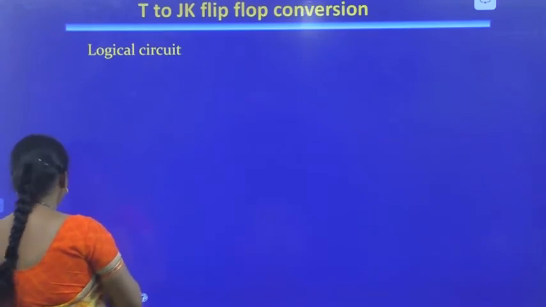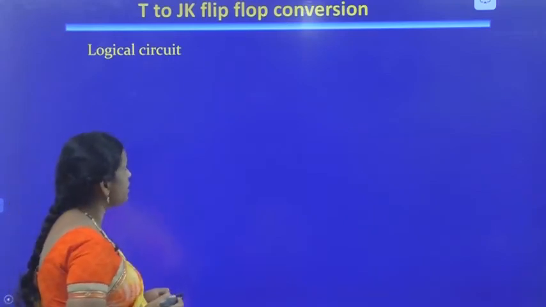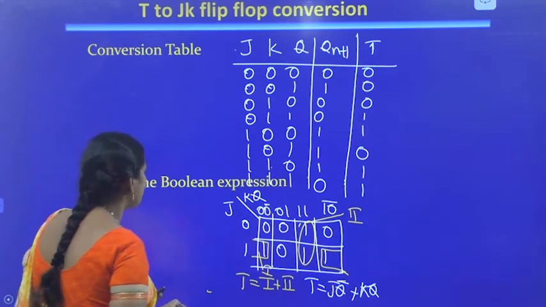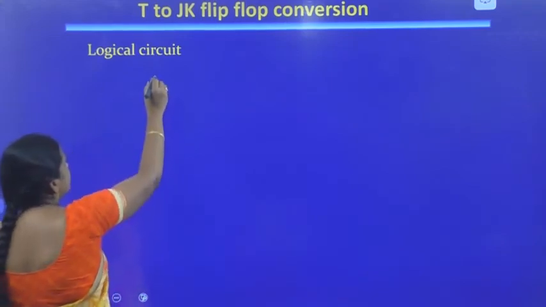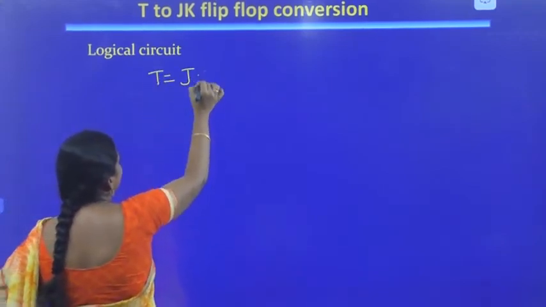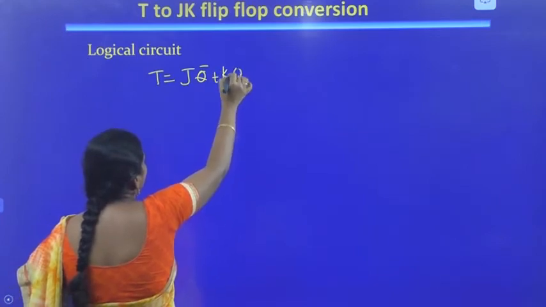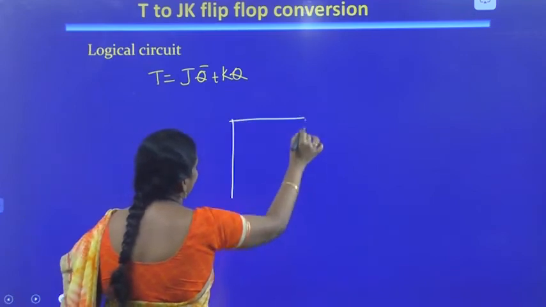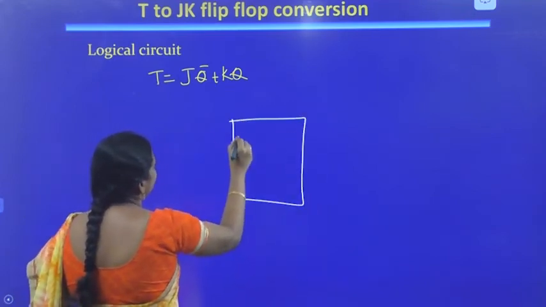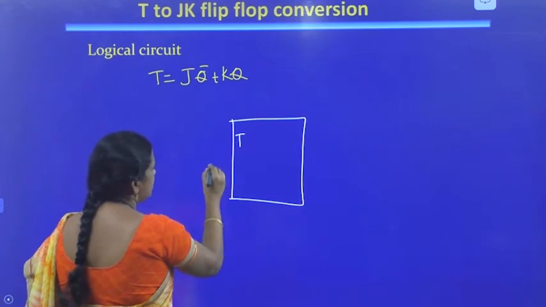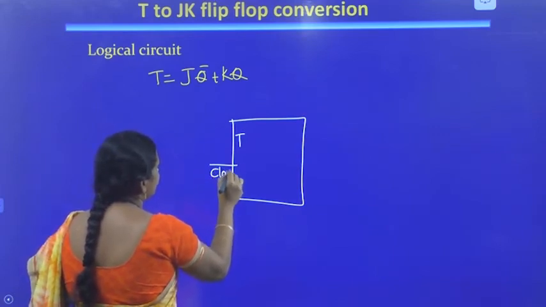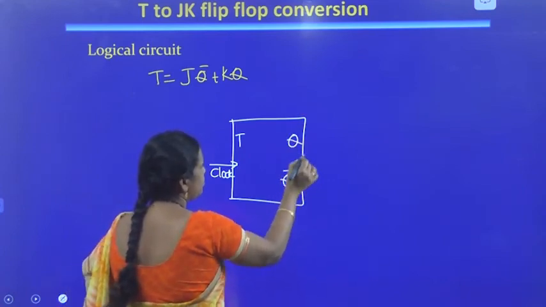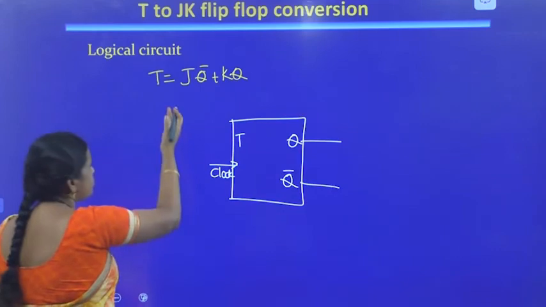Let us remember our expression. The expression is nothing but T is equal to J into Q bar plus K into Q. So let us write the logical circuit. Let me take one flip flop. We have the flip flop input, that is T, and then we need to take a clock here. After that the flip flop outputs are Q and then Q bar.